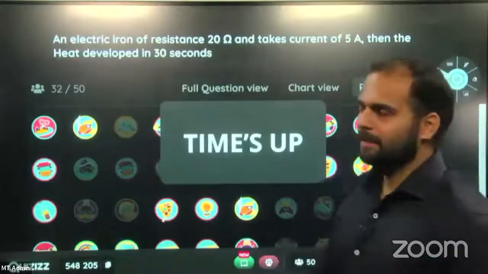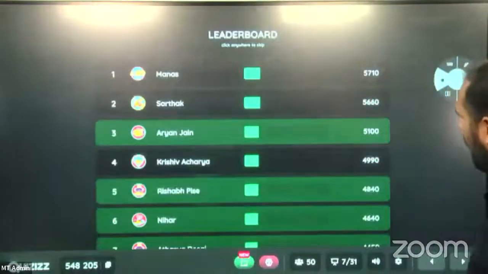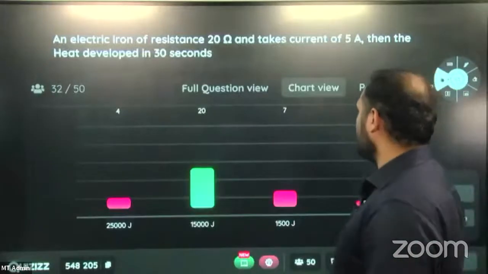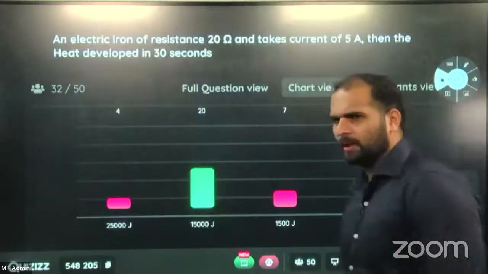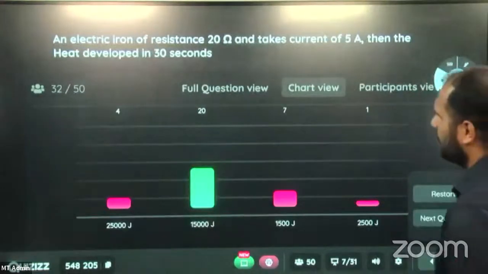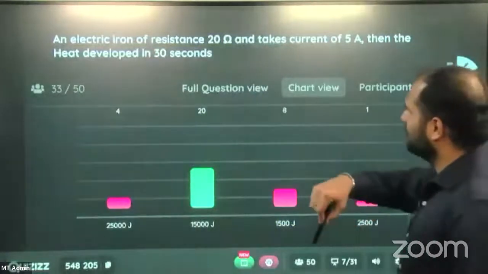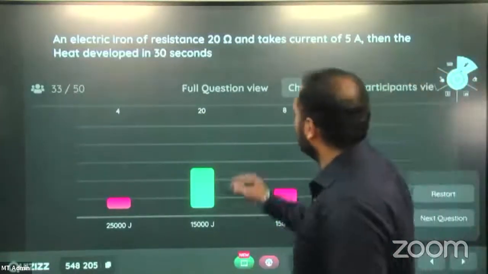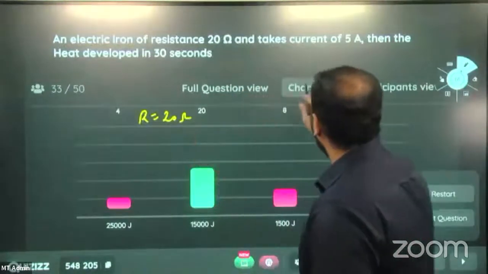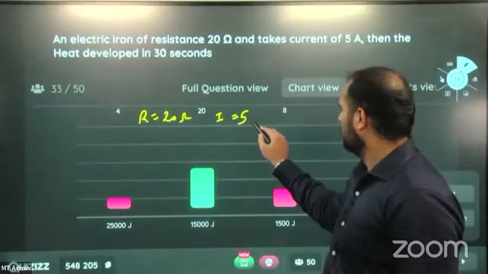Yes, heat. This was a question on heat. Let's see how many of you are getting it correct. Who's going up? Aryan, Rishabh, Nihar. What a great bar. Again, 20 kids have got the answer, that is 15,000 joules. So 4, 7 and 1 and then 18 kids. Someone is still marking. Now what they are asking is that the resistance is 20 ohm, which means this is the value of R. So R is 20 ohms. It takes a current of 5 ampere. So what is the value of I? I is 5 amperes.